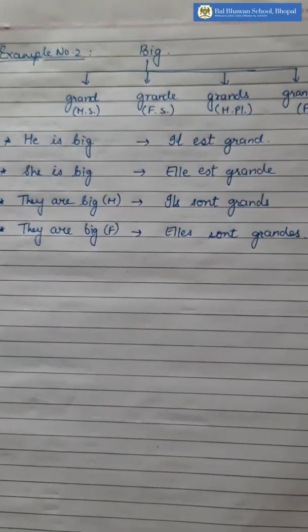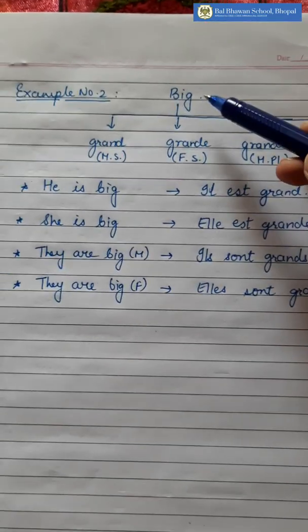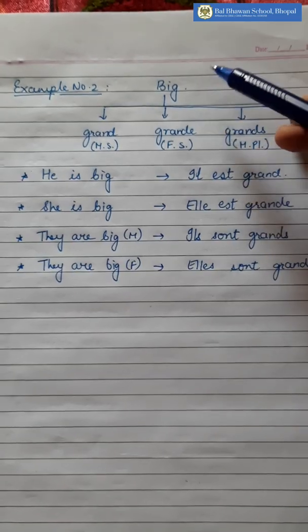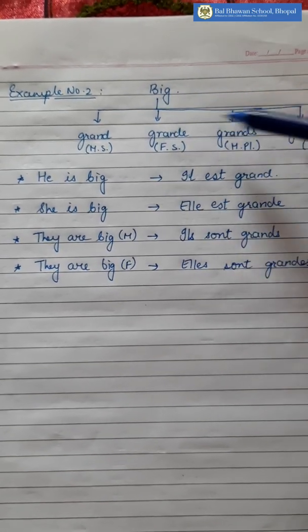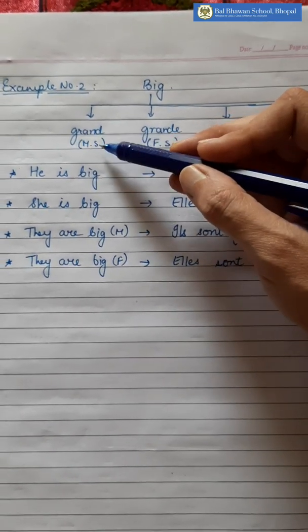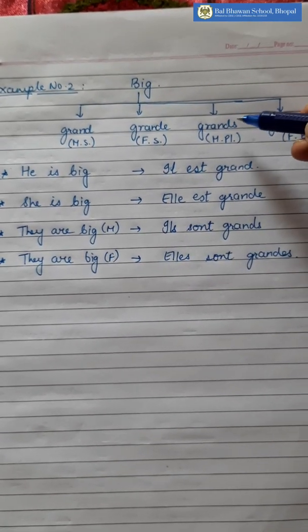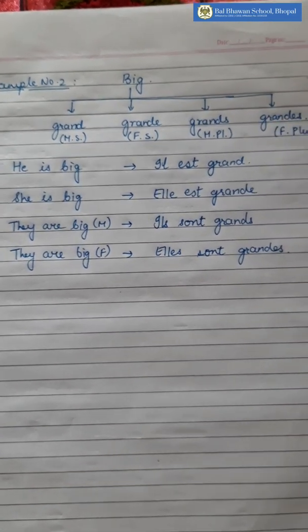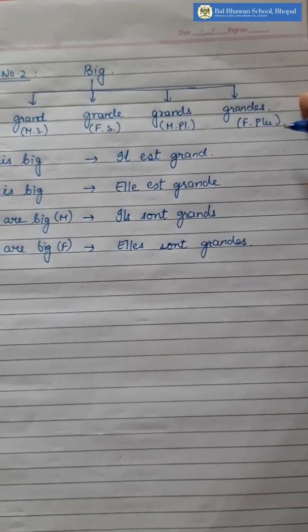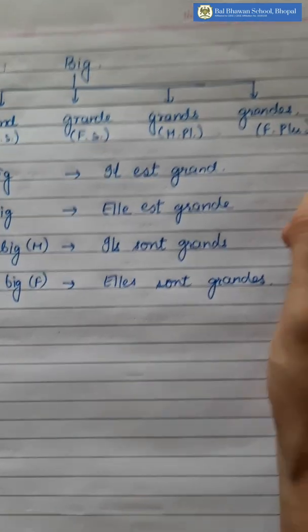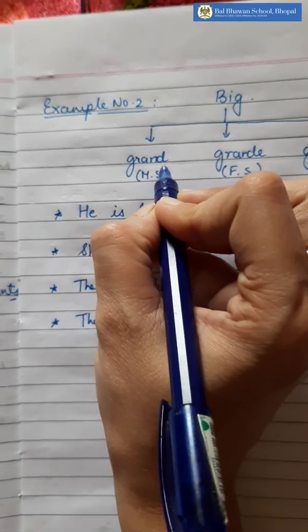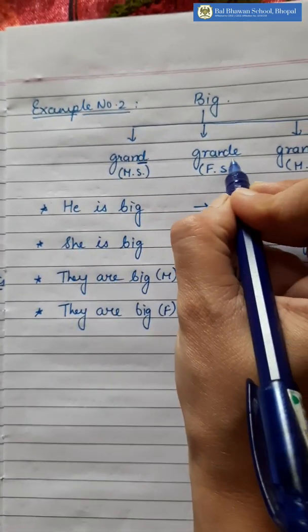Now some more examples to make you more clear. Okay, I have taken only one word, that is big in English. So in French we can write it in 4 ways: grand for masculine singular, grande for feminine singular, grands with s for masculine plural, and grandes with s for feminine plural. Okay, so you can see the last letter difference here.